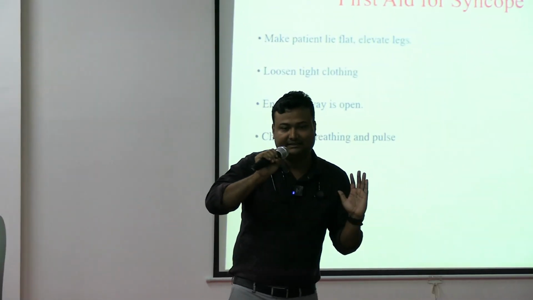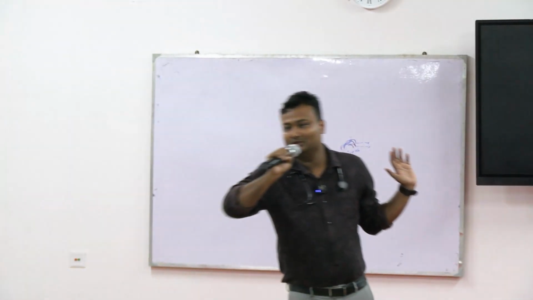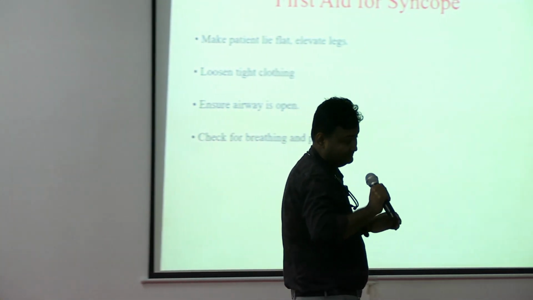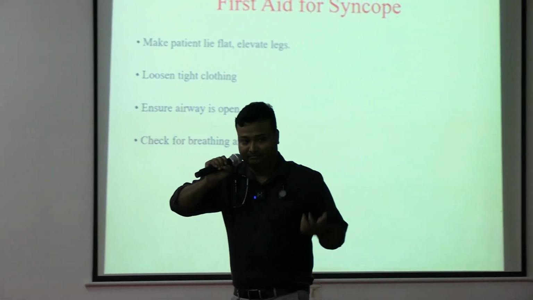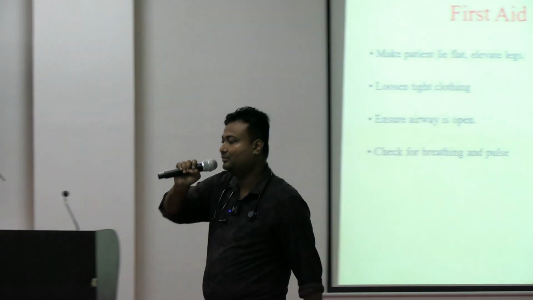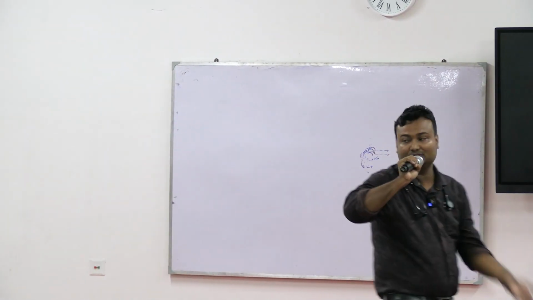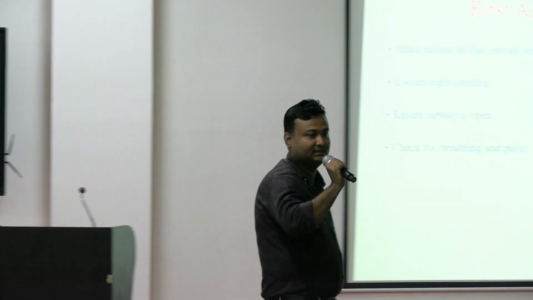There are several causes. I think there are more than 100 causes of syncope. Basically anything medical can cause it, but the most common cause is vasovagal syncope. Vasovagal means you are standing for a long time, then there will be pulling down of the blood to the lower limb, the lower part of the body, and there will be less blood circulation to the brain. That is the most common cause. So more than 50% of syncope are vasovagal syncope only.